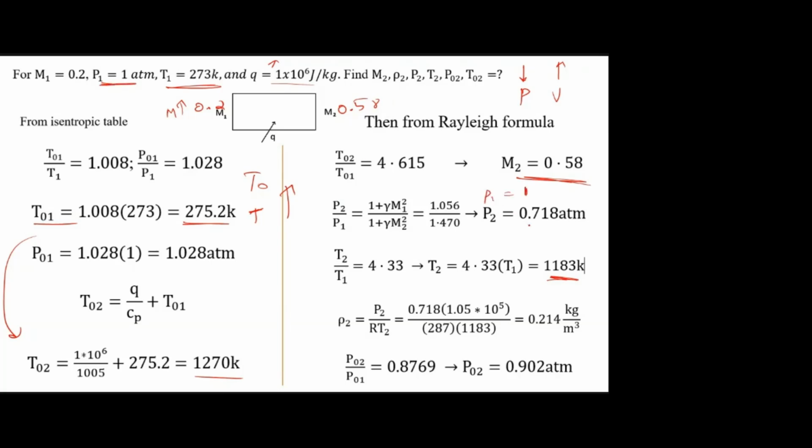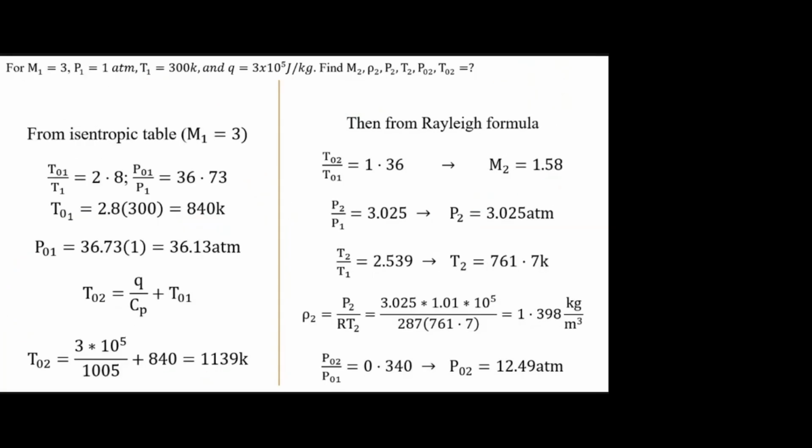Okay, but P2 is less than 1 because of the flow acceleration. So pressure alone decreased. Is it clear? Yes, sir. Okay. So this is for the subsonic. Now we will go for the supersonic.